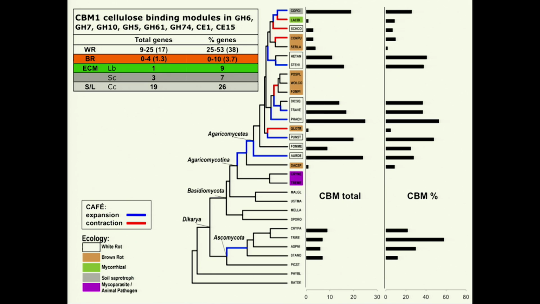We can also look at the CBMs, those carbohydrate binding modules. We calculated the number of those modules across white rot, brown rot in 8 different CAZy families. And whether you look at the total number of CAZymes or the percentage of the genes that bear a CBM, or enzymes that bear a CBM, it's the same pattern. They're expanded in white rot, contracted in brown rot, but also present in Ascomycota.